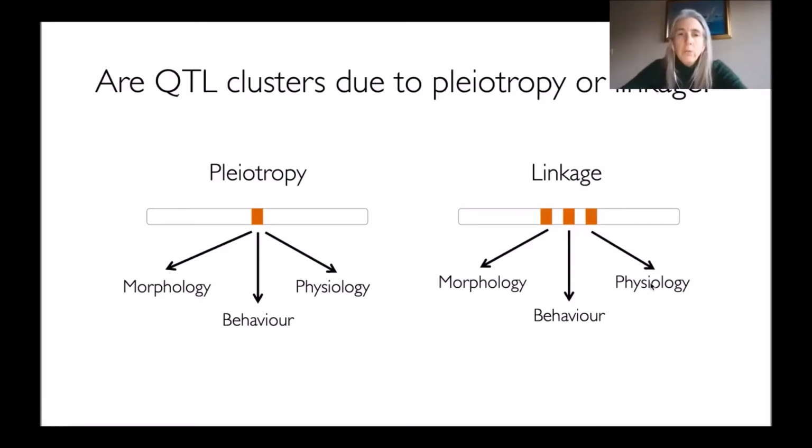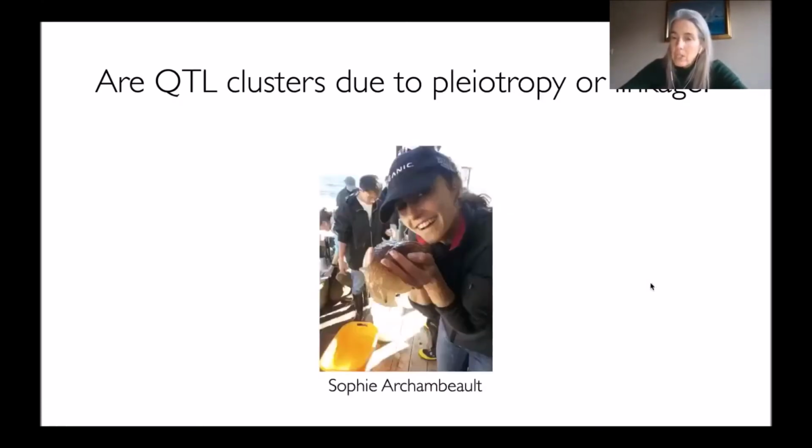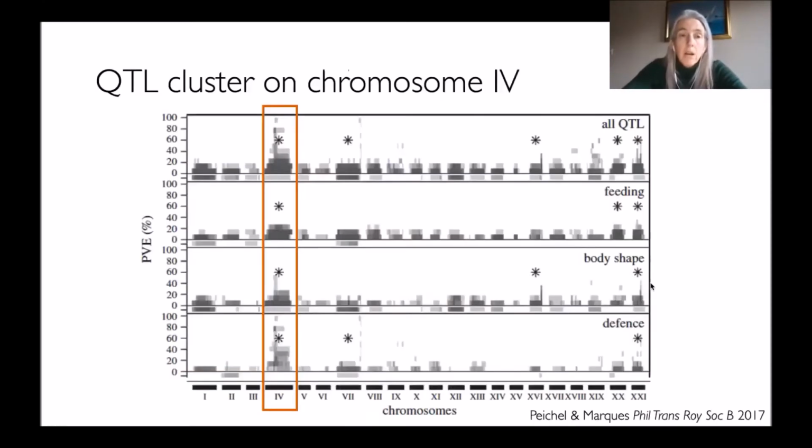So we honed in. My former PhD student in my group, Sophie Archambault, who defended about a year ago, set out to address that question in her PhD. Sophie focused on this QTL cluster on chromosome 4, about which we knew a lot.